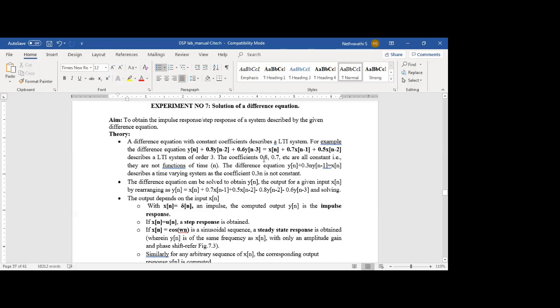In this type of system, the order of the given difference equation is 3. How do I know the order is 3? It depends upon the number of delay elements. So what is the maximum delay element we are using in this particular difference equation? We can see it is 0.6 into y of n minus 3.